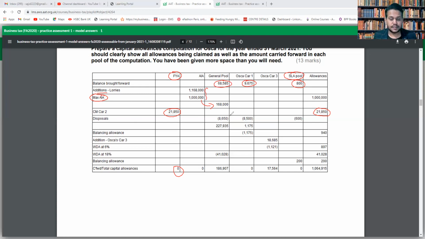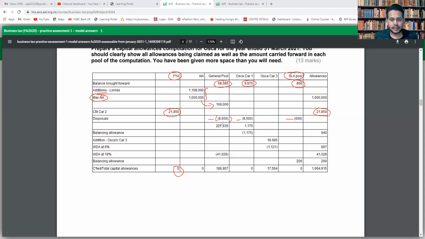There's a plant, we sold it for 8,650 from the question. They said we sold this plant for 8,650, so it will be minus. Anything we dispose of will be minus. You can put the bracket, or if you put the minus sign, there is no problem for that. You will get the full marks anyway. Then we have Oscar car 2. This one we sold for 8,500, so it's a minus. And that computer, the short life asset computer, we sold it for 600. This is all our disposal.